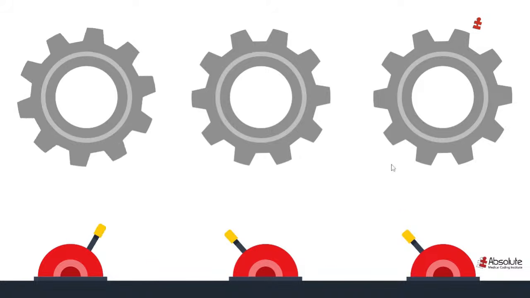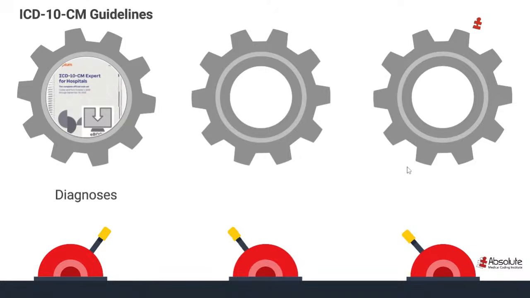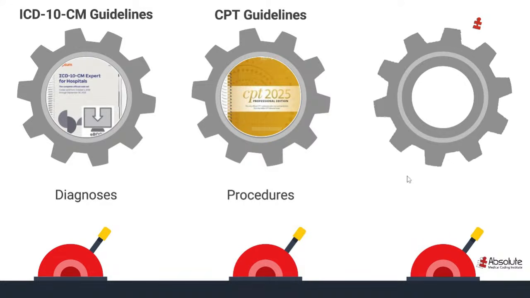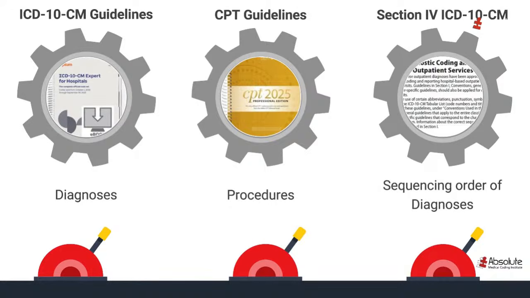All right. So now let's go ahead and let's move further. Just want to remind you, you will need these items. We're going to be using ICD-10-CM guidelines for, of course, your diagnoses. We're going to be using CPT guidelines for your procedures. And don't forget these Section 4 guidelines, ICD-10-CM Section 4. This is where you're going to really know how to properly code or assign the first listed diagnosis.